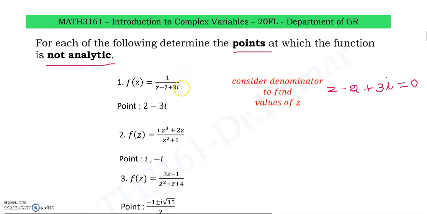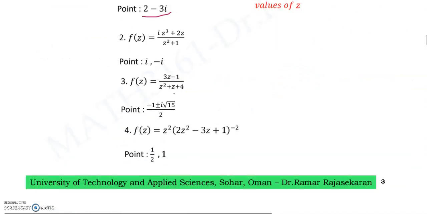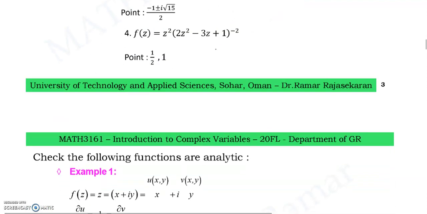For that, you consider the denominator, that is z minus 2 plus 3i. Put the denominator equal to 0, then you find the value of z. That is nothing but z is equal to 2 minus 3i, because this is the value of z from the denominator. So at z equal to 2 minus 3i, this function is not analytic. Similarly, you can find the value of z from the denominator. Those points are called not analytic points for the given function.